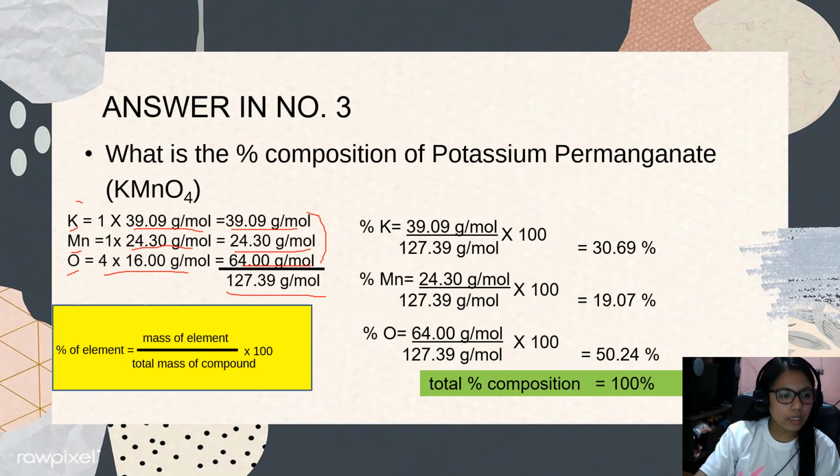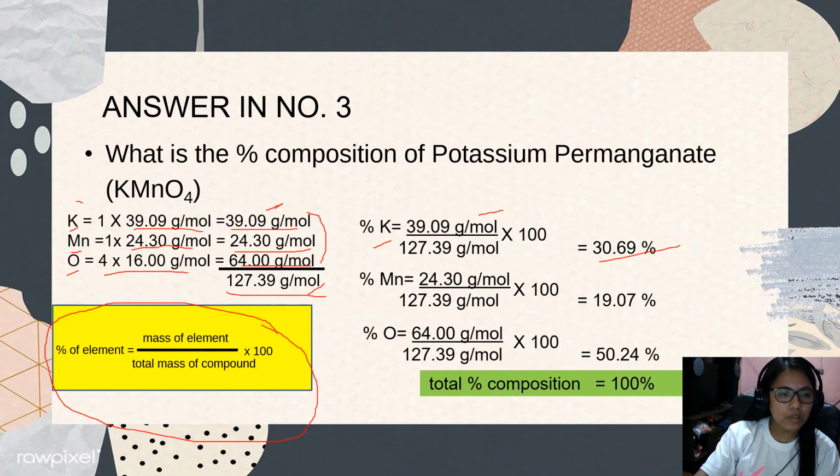So, i-apply na natin itong formula na ito para hanapin natin ang percentage composition. So, percent of potassium. The mass of element is 39.09 gram per mole. Dito natin makikita. Divide by the total mass of the compound, this one, times 100, the answer is 30.69.